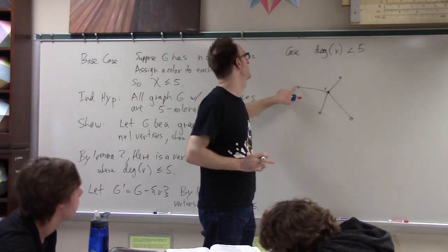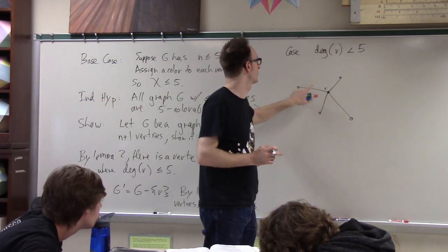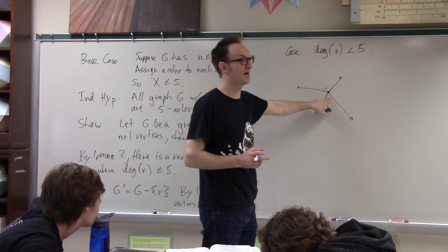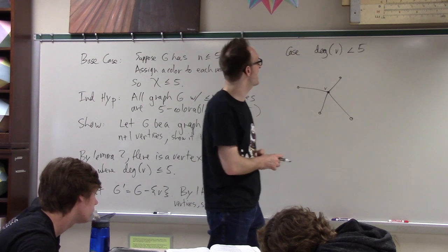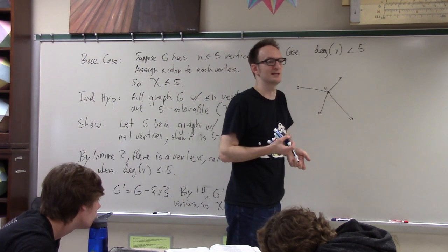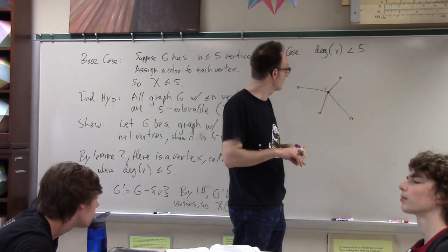So that's right. What Dohan's saying is if you remove vertex V, it's possible that your graph becomes disconnected. And so it's possible that these vertices are in separate components. But then it's just like even easier to do, right?